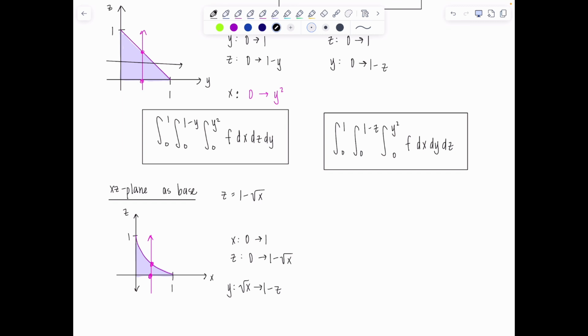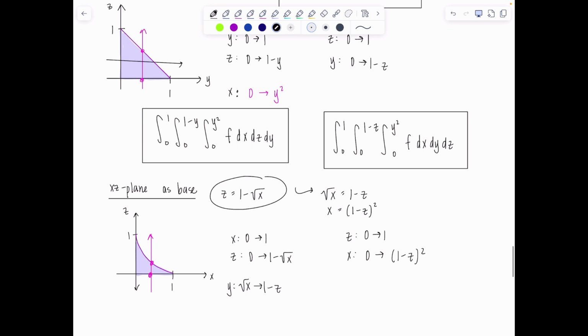Then the other ordering would be z is constant, so z would go from 0 to 1. X, ooh. So we have to clean this up a wee bit, yeah? So rad x equals 1 minus z, and then x is 1 minus z squared. So x would go from 0 to 1 minus z squared. And then same limits for y.